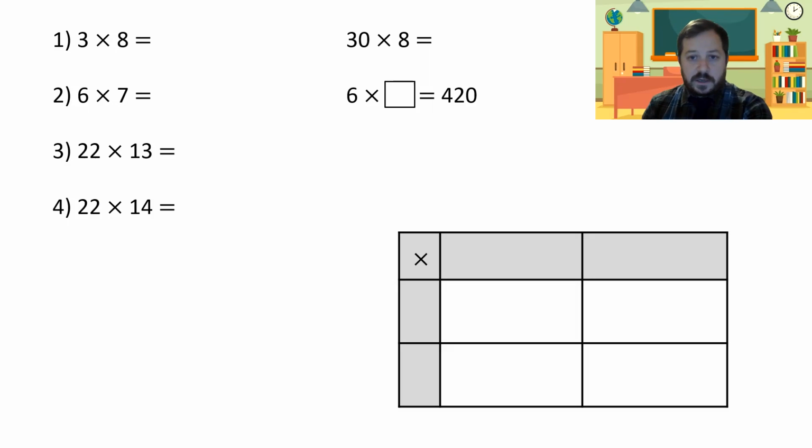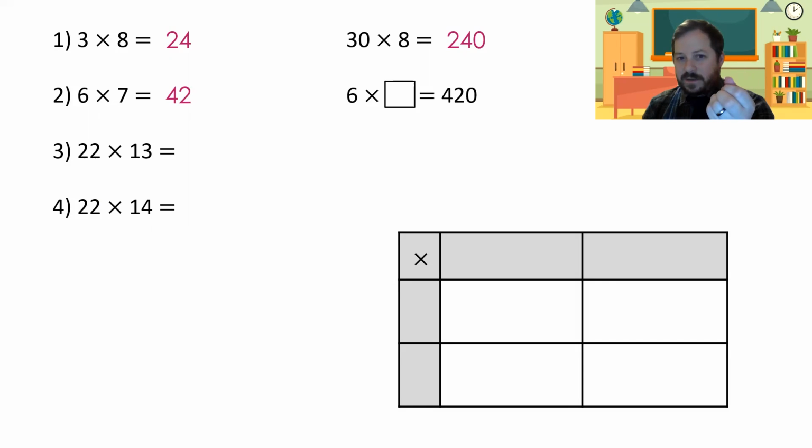First off, 3 times 8, which is 24. So 30 times 8 would be 240 because it's just in the tens column. If you remember, we times by 10 first, that gives us our 0 in the ones column. Then 3 times 8 is 24, that goes in the tens column. So you get 240. And then we've got 6 times 7, which is 42.